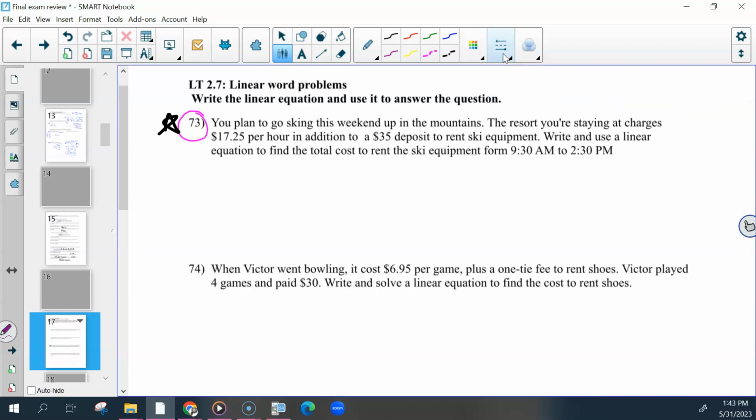Okay. Alright, so important information in this: you plan to go skiing. The resort you're staying at charges $17 per hour, in addition to a $35 deposit. Write and use a linear equation to find the total cost from this amount of time. So in these types of equations, you're going to have y equals mx plus b. So we have to figure out what those things are. M is going to be anytime you see per.